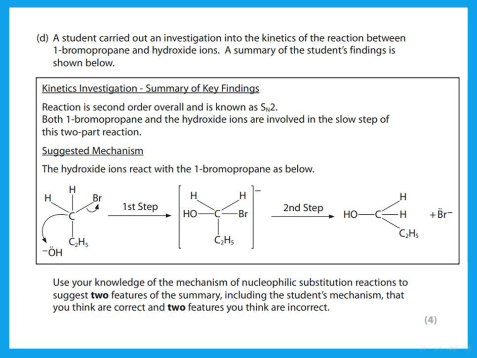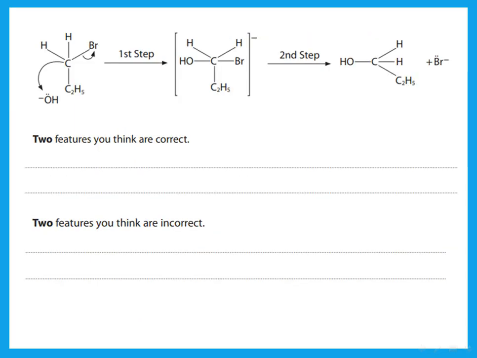A student carried out an investigation into the kinetics of the reaction between bromopropane and hydroxide ions. A summary is shown of the mechanism, and he says, use your knowledge of the mechanism of nucleophilic substitution reactions to suggest two features of this summary, including the student's mechanism, that you think are correct and two features that are wrong. Can you see the mechanism that he gives? Give two things that are correct, two things that are wrong.